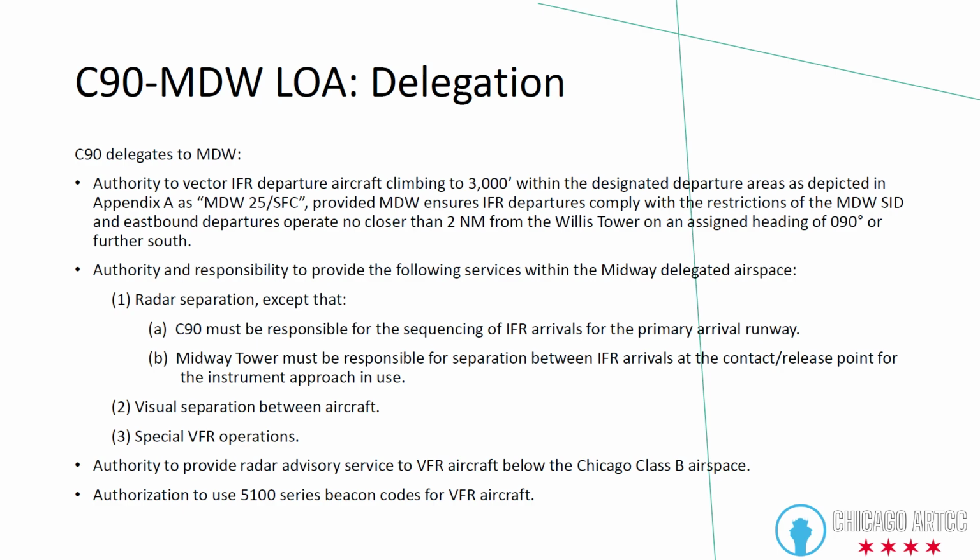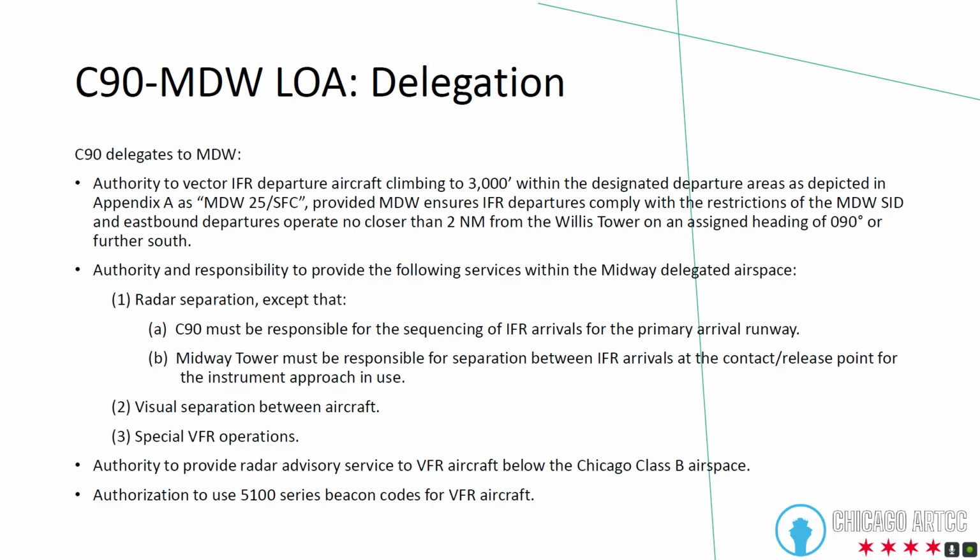In the C90 Midway LOA document, under the delegation section, C90, which is the TRACON overlying, delegates to Midway, which is you, the local controller or the ground controller, authority to vector IFR departure aircraft climbing to 3,000 within the designated departure areas as depicted in Appendix A, as Midway 2500 to surface, provided Midway ensures IFR departures comply with the restrictions of the Midway SID, and eastbound departures operate no closer than 2 miles from the Willis Tower on an assigned heading of 090 or further south.